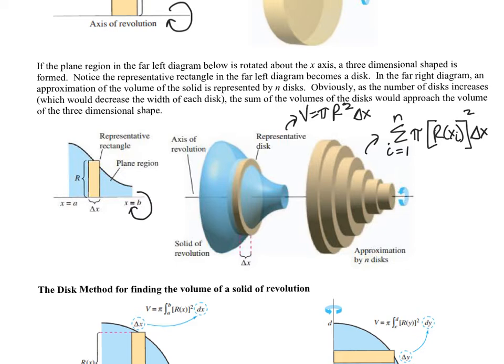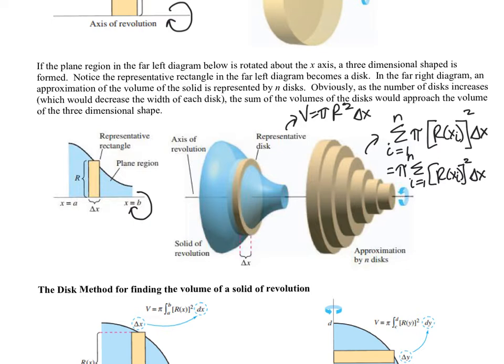Now, let's go ahead and simplify this a little bit. I'm going to pull that pi out in front of the sigma sign. That would be the same thing as pi times the sum as i goes from 1 to n of R of x sub i squared. Now that would give me the radius of each disk, and then multiplied by the height of each of those cylinders or disks, delta x. And all I did is I just pulled the pi out in front. Now that would be the sum of n rectangles.